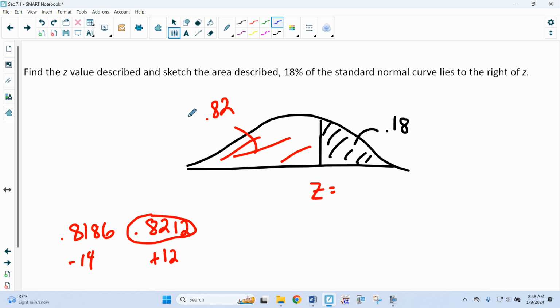And where did that go? That gives me 0.9 to 0.2. So this would be 0.92.